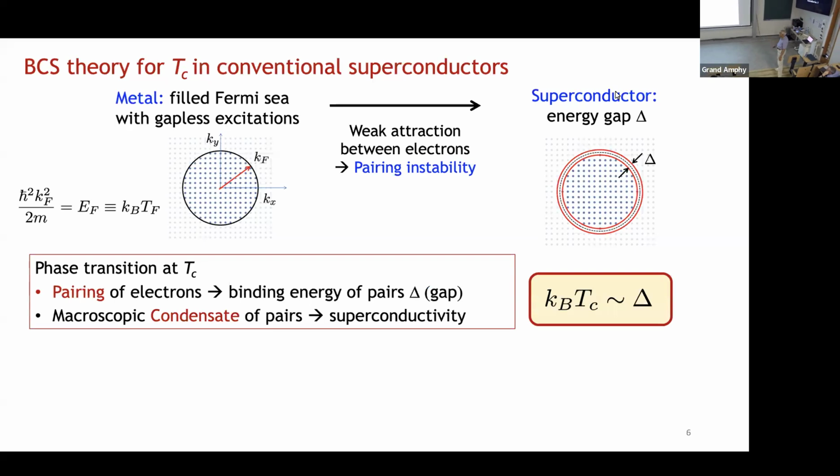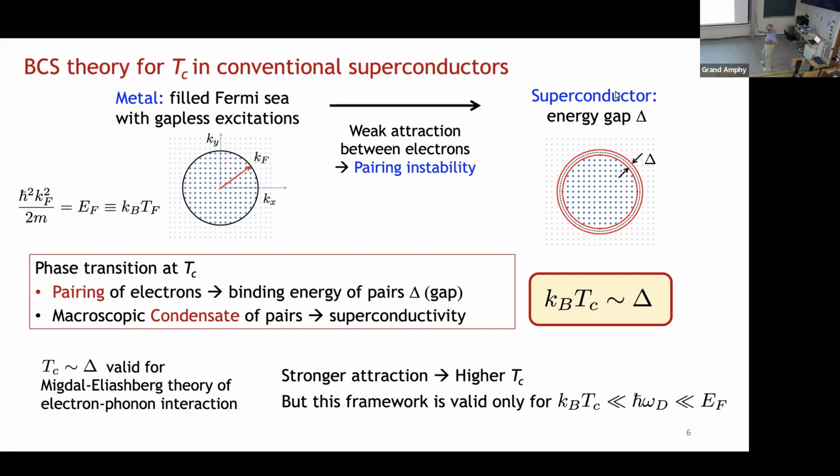One, the pairing of electrons, which leads to the binding energy of pairs and therefore an energy gap. Second, as soon as you form these Cooper pairs, you have a macroscopic condensate of these pairs, and that leads to all the super properties. So there are two quite distinct phenomena, actually, pairing and condensation, that occur together at TC.